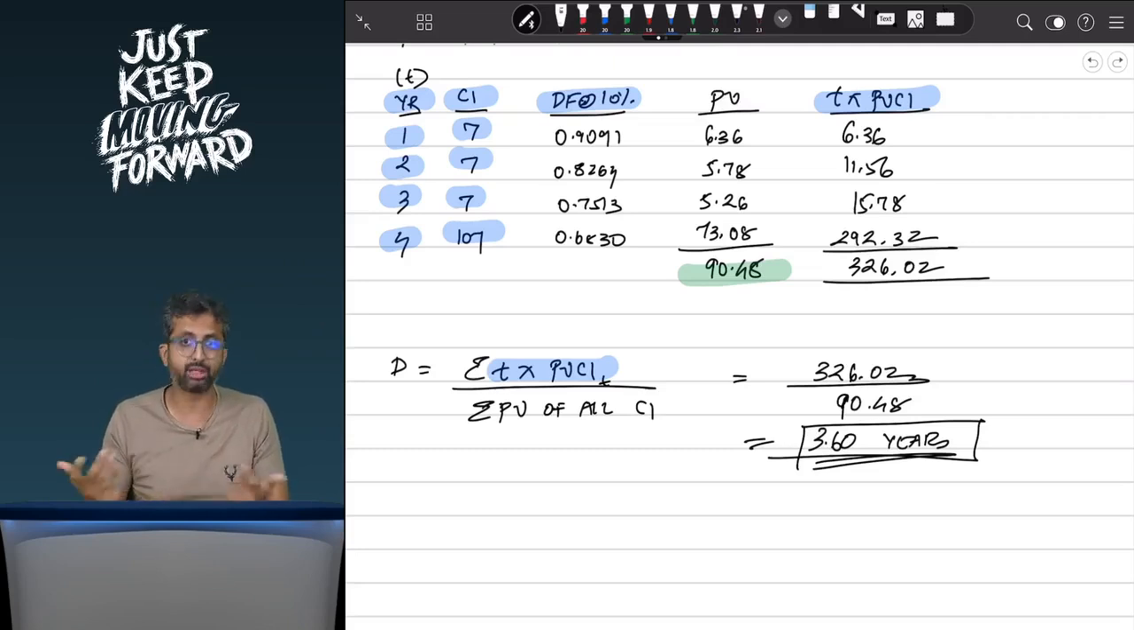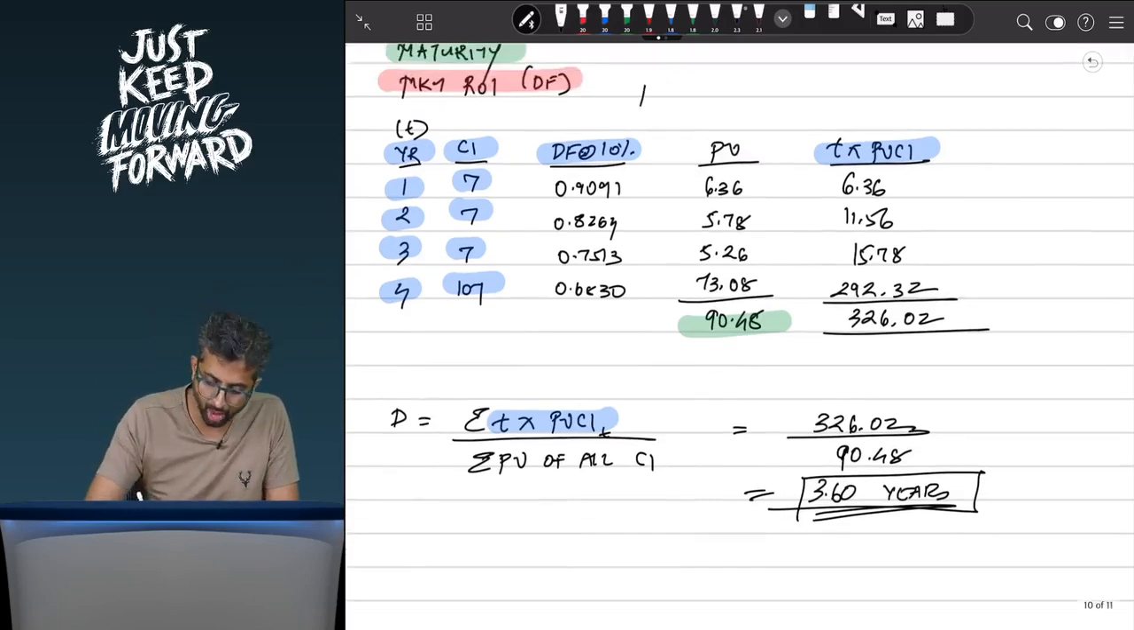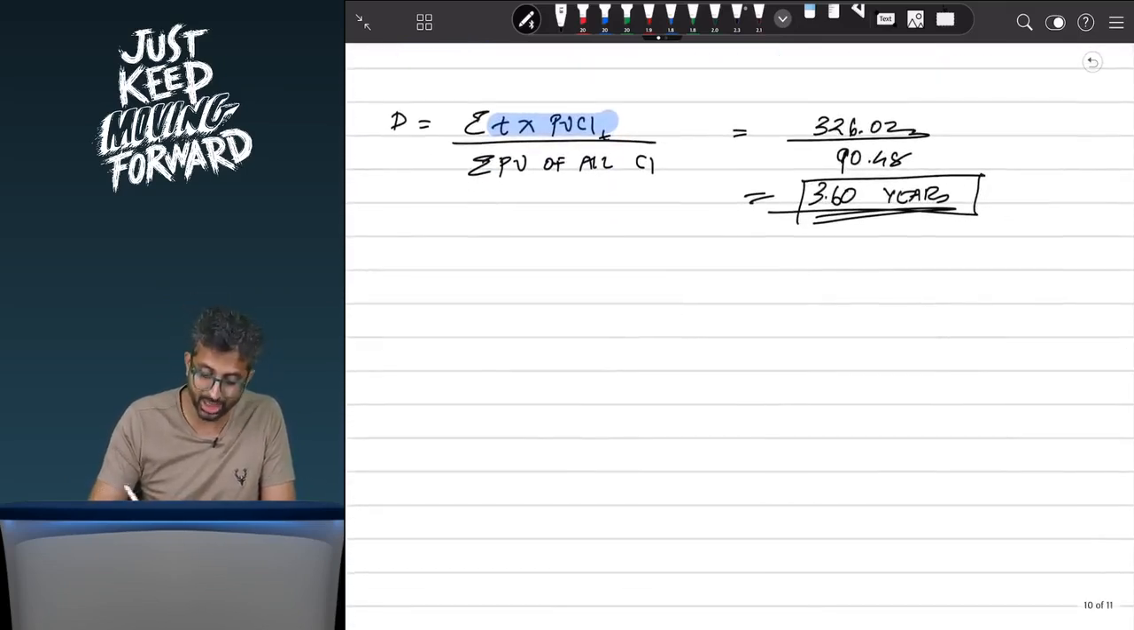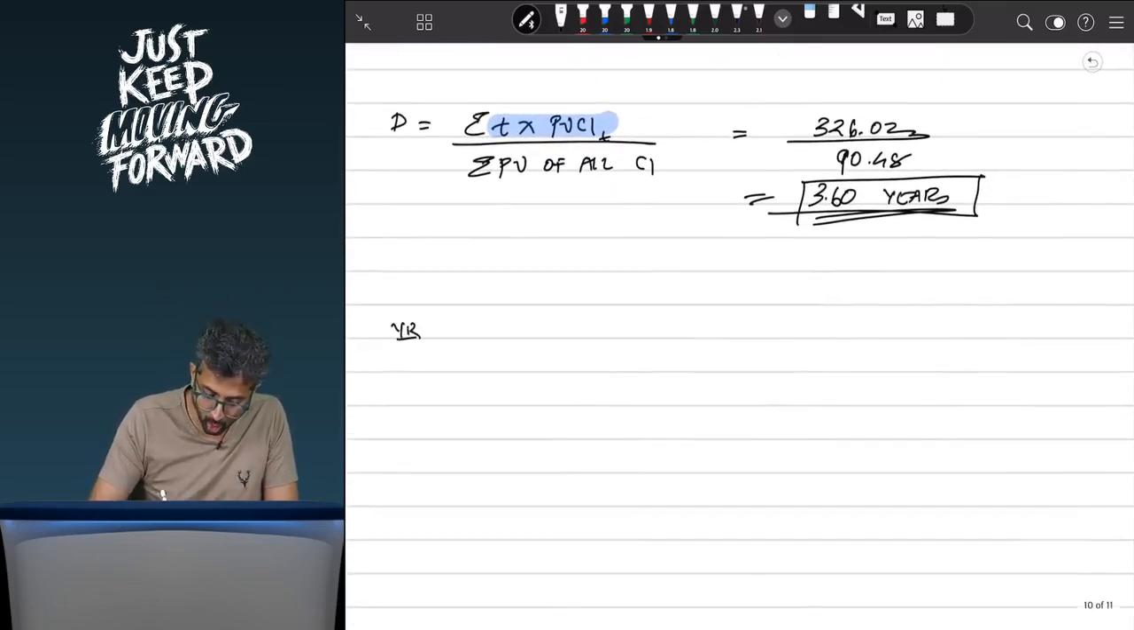This is a bullet bond, but it is very much possible this bond was an amortizing bond. That is, in years 1, 2, 3, 4, you are paying coupons of 7, but principal is also getting repaid.